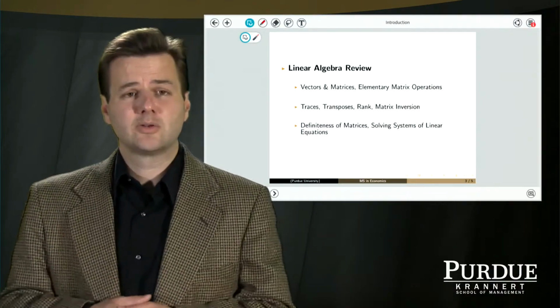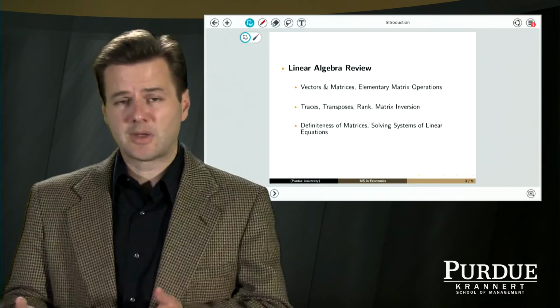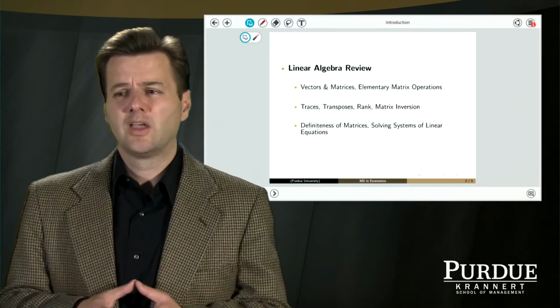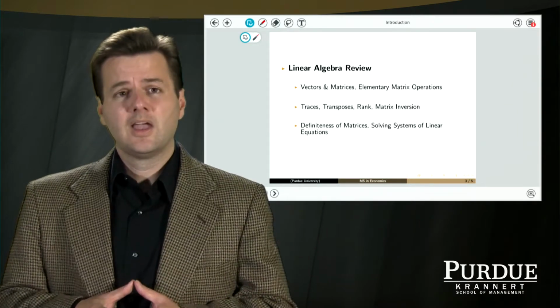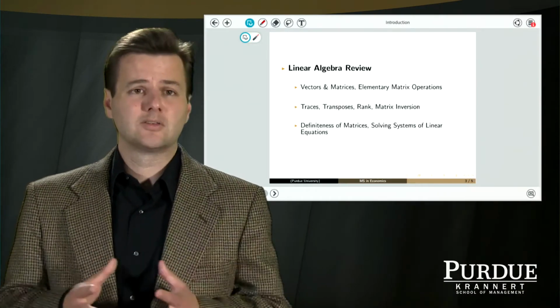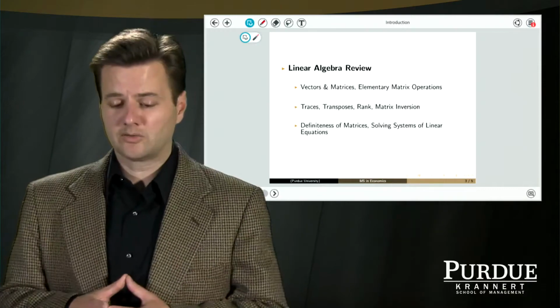What does it mean for a matrix to be positive definite or positive semi-definite as an example, and how are those things in that set of matrices useful in econometric applications? And lastly, talking about solving systems of linear equations via linear algebra.